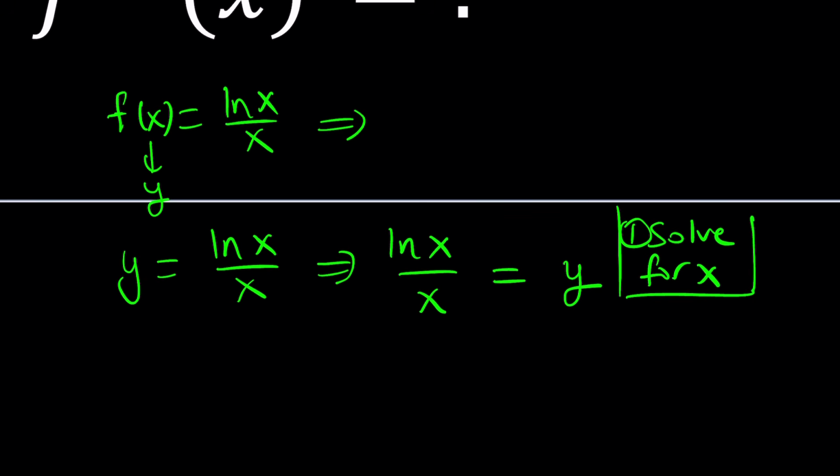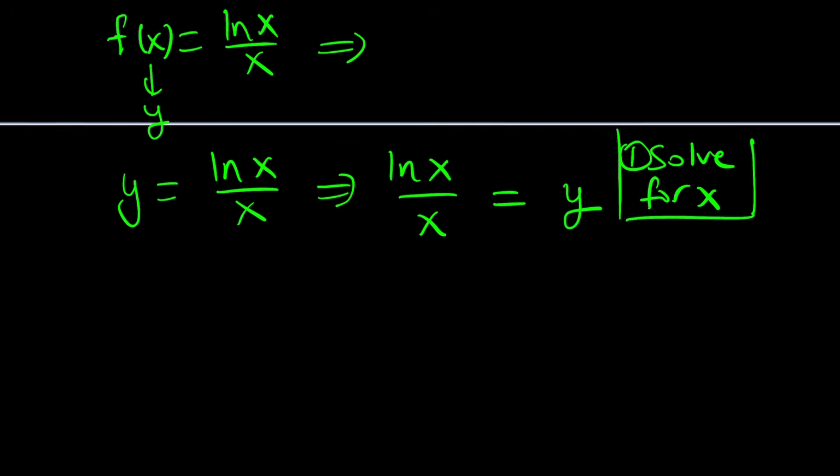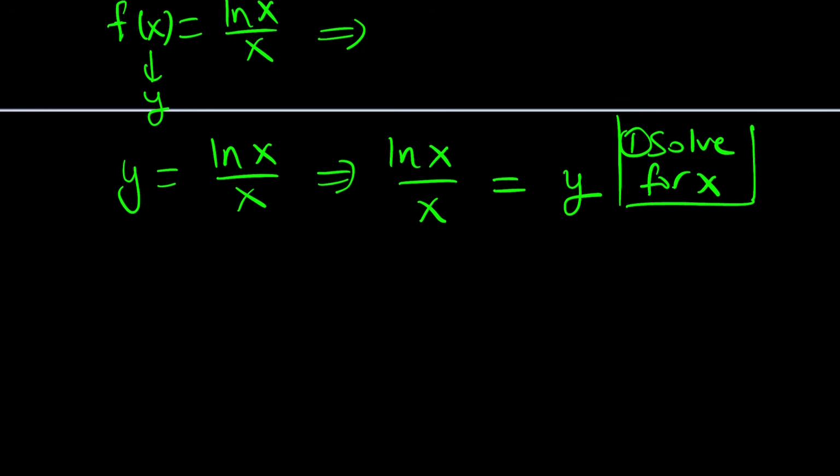To solve for x, again, we're going to be using a special type of function. Even though we wrote it this way, I don't want 1 over x. That's not a very good thing to have. Or is it? Actually, I can deal with that. Let's find out. Let me write 1 over x as x to the power negative 1 times ln x, and that is equal to y.